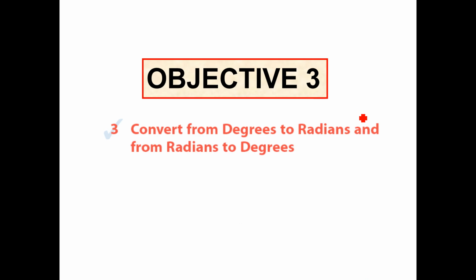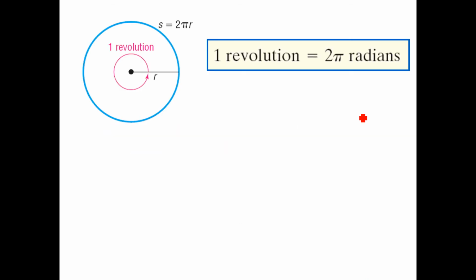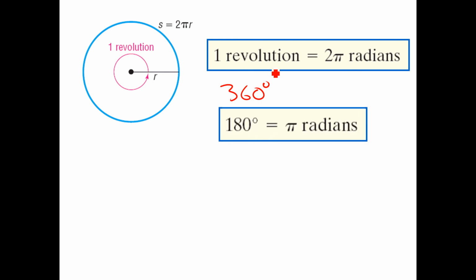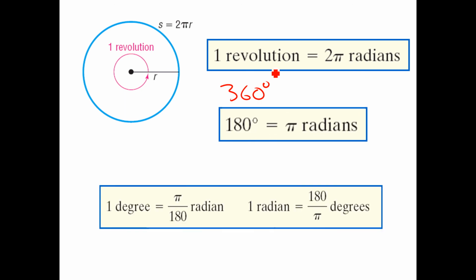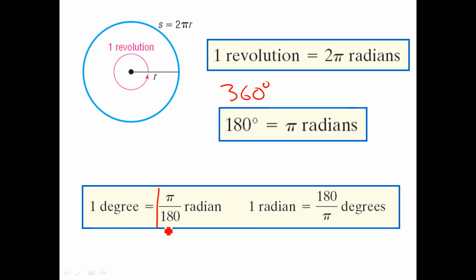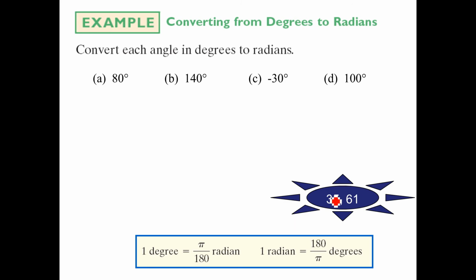Okay, so let's talk about converting from degrees to radians. Here's the key. One full circle, 360 degrees, is 2 pi radians. That's the definition. All right, so if we split that in half, 180 is pi radians. So we can have these nice fractions. 1 degree is pi over 180 radians, or 1 radian is 180 over pi. And what you want to think about if we're converting is we want to cancel out our units.